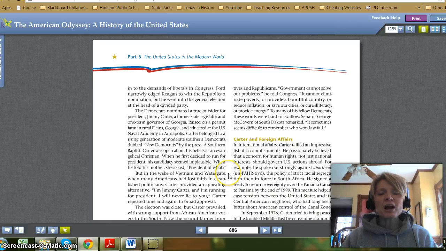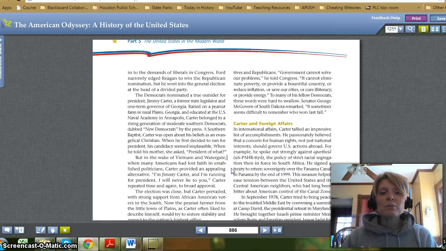When he told his mother, she asked, "President of what?" But in the wake of Vietnam and Watergate, when many Americans had lost faith in the established politicians, Carter provided an appealing alternative. "I'm Jimmy Carter, and I'm running for president. I will never lie to you," Carter repeated time and again to broad approval.